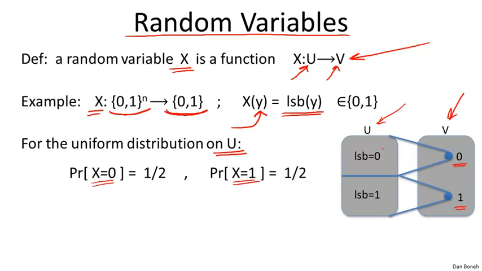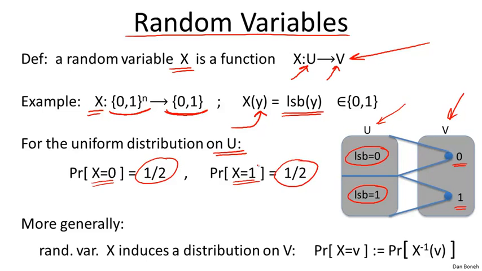The variable outputs 0 when the sample in the universe happens to have its least significant bit set to 0. And the variable outputs 1 when the sample in the universe happens to have its least significant bit set to 1. Well, if we choose strings uniformly at random, the probability that we choose a string that has its least significant bit set to 0 is exactly 1/2, which is why the random variable outputs 0 with probability exactly 1/2. Similarly, if we choose a random n-bit string, the probability that the least significant bit is equal to 1 is also 1/2, and so we say that the random variable outputs 1 also with probability exactly 1/2.